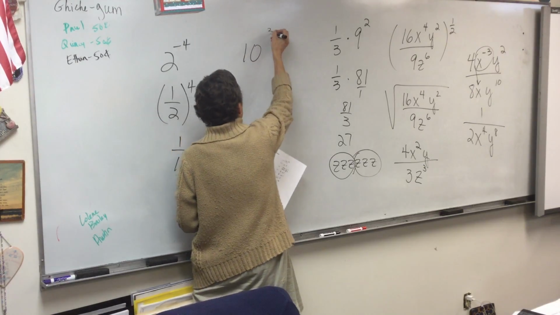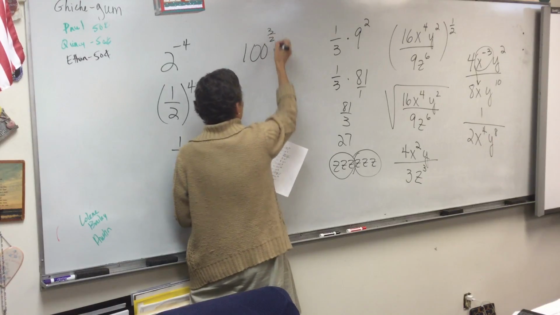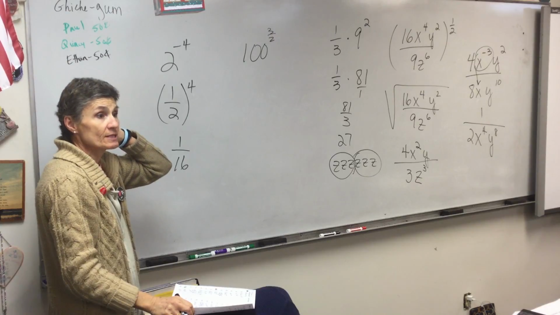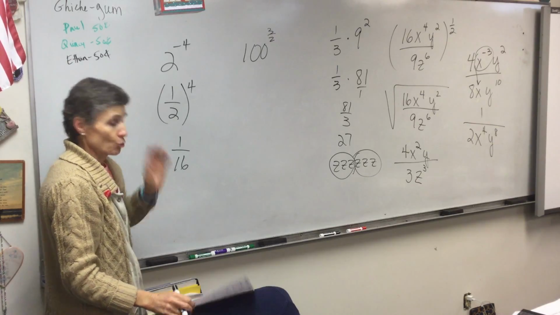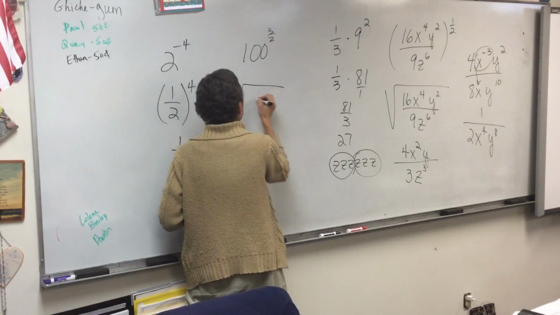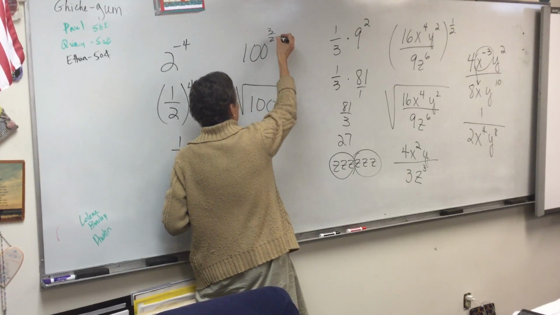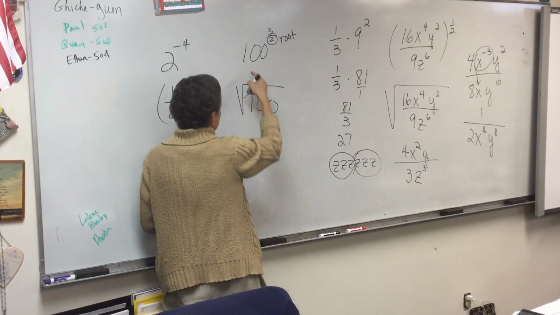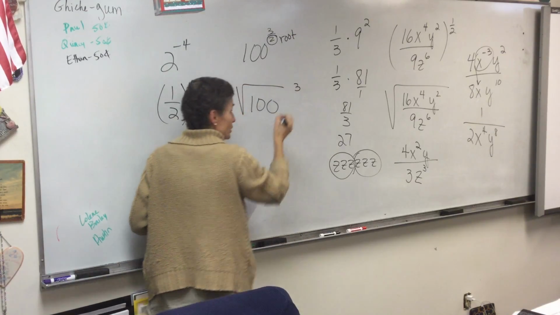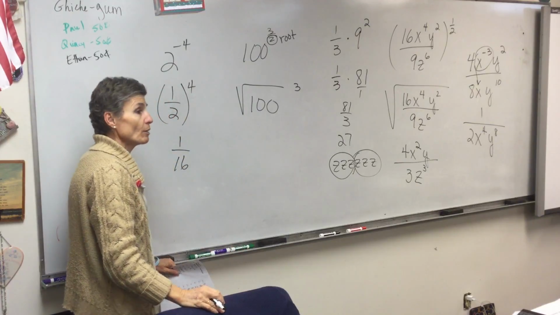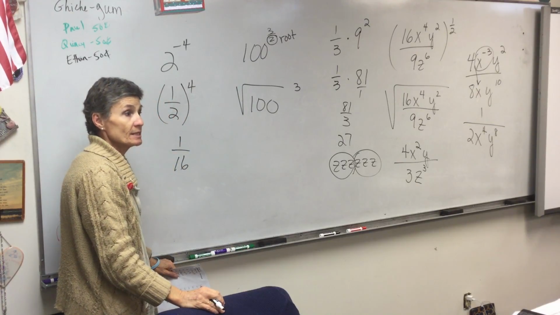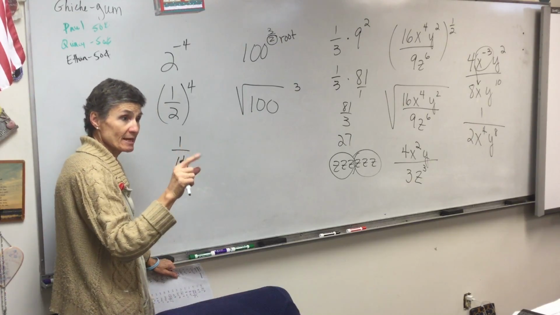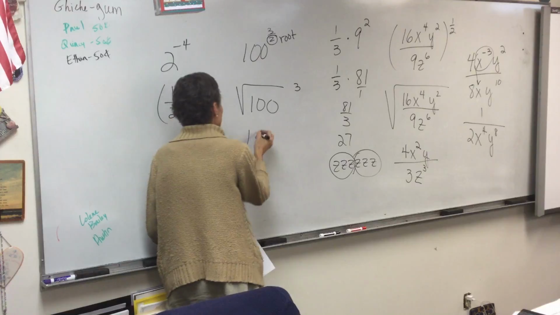100 to the 3 halves. All right, this is another one of our rules. What does a 3 halves mean? Square root, then cube. Remember, when you have a fractional exponent, the denominator tells you the root. So this is a square root and then cube. What is the square root of 100? 10. And 10 cubed is 10 times 10 times 10, which is 1,000.